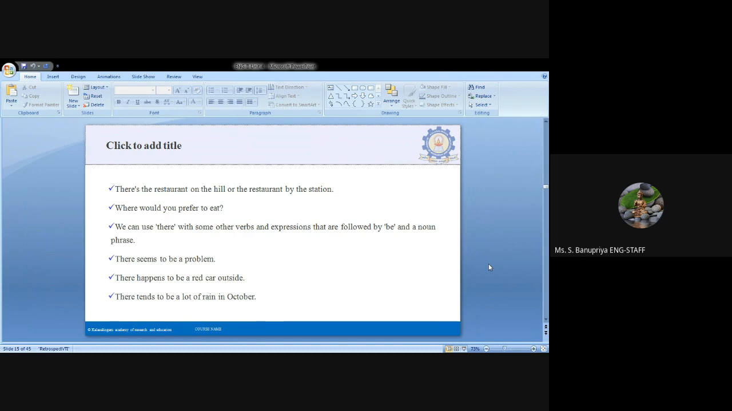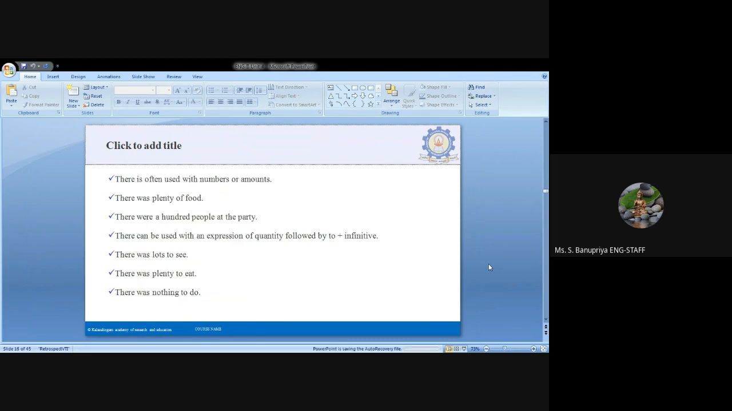We can use there with some other verbs and expressions that are followed by be and a noun phrase. There seems to be a problem. There happens to be a red car outside. There tends to be a lot of rain in October. These are all example sentences. There is often used with numbers or amounts. There was plenty of food. There were 100 people at the party.